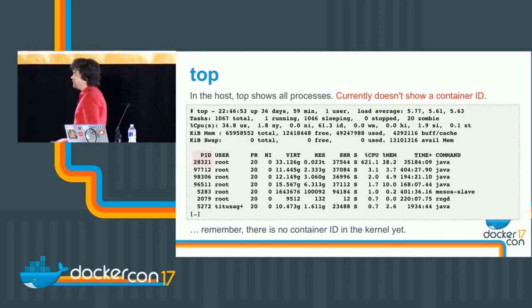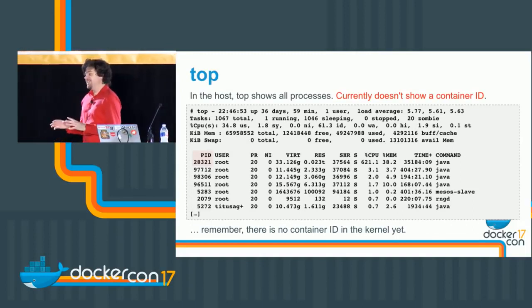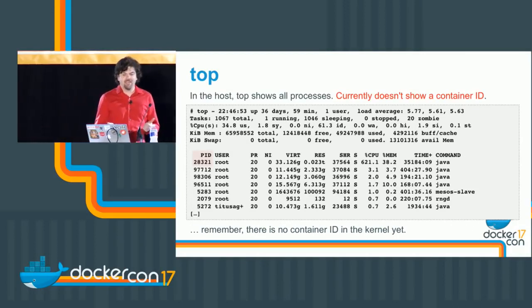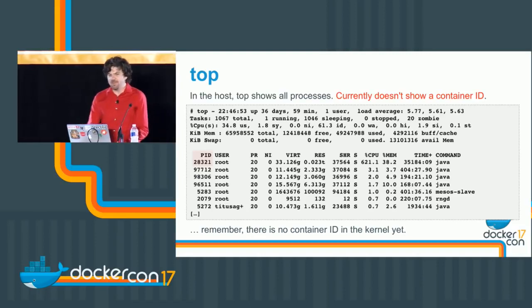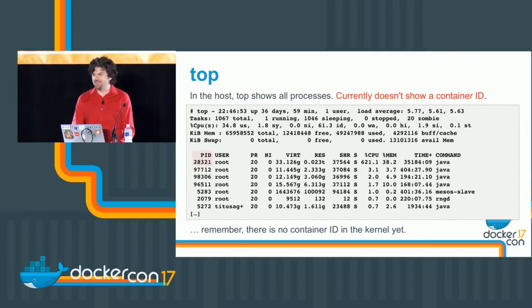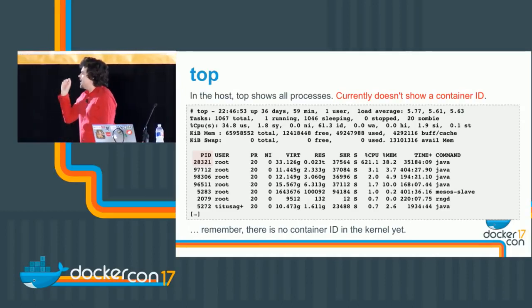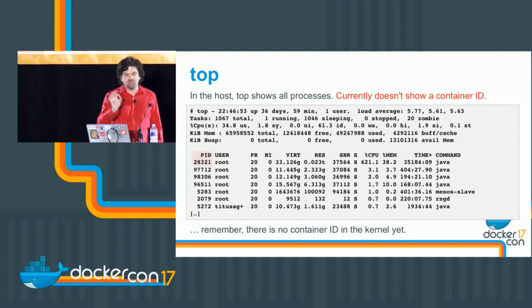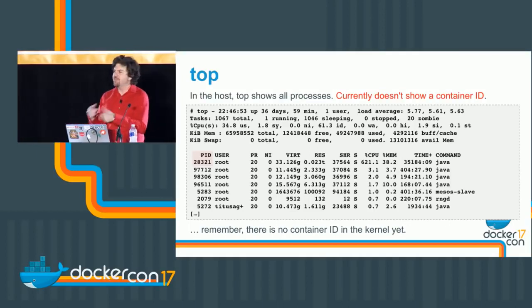Running top from the host currently is not that useful. It doesn't have a column for a container ID. And the kernel doesn't really have a container ID yet. Although there's been some discussions about what can we use as a container ID. Can we use the cgroup inode? It can be useful because once you're given a hot process ID, you can then figure out what that belongs to.